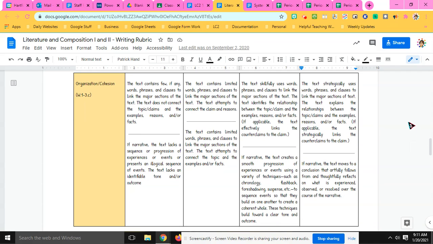We want to make sure that even though we're using a multitude of writing purposes, they don't seem to have nothing to do with each other. We want to make sure that they're organized properly and that they're cohesive, that they go together well. So here, to earn a 4, it reads, the text strategically uses words, phrases, and clauses to link the major sections of text. The text explains the relationships between the topic, claim, and the examples, reasons, and/or facts.